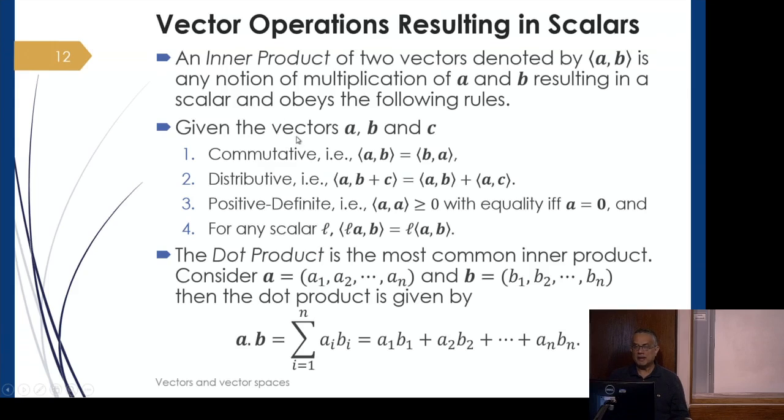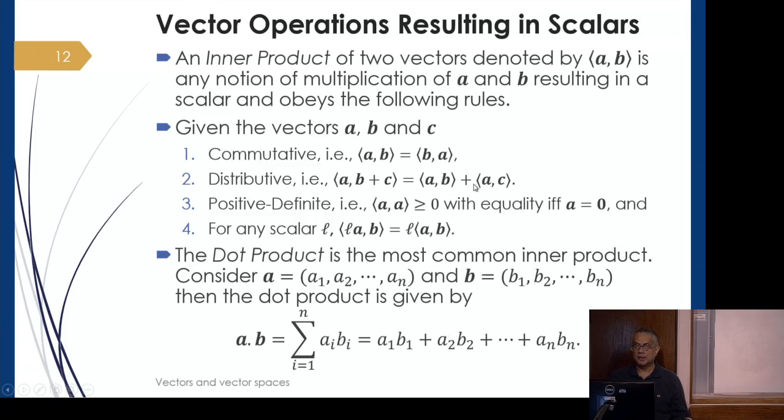So if you're given three vectors, A, B, and C, the first property that an inner product must satisfy is commutativity. So the inner product of A and B is the same as the inner product of B followed by A. So you can flip them around. Now we have distributivity. The inner product of A with B plus C, which are two vectors, is the inner product of A with B, the inner product of A with C taken separately, and then the results added up as vector sums.